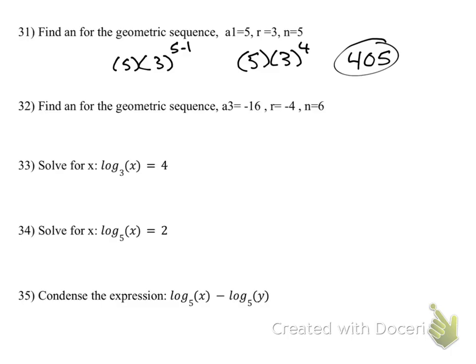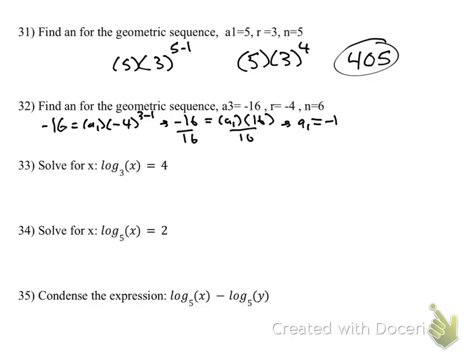32, we have to solve for A1 first. So A3 is -16 equals, trying to find the first term. Rate is -4. Since we're given the third term, we're going to do 3 minus 1 there. Gives us -16 equals A1 times -4 squared. -4 squared is 16. Divide by 16, and that first term is -1. So to find the sixth term in that sequence, we'll have -1 times the rate, -4 to the 6 minus 1 power, which gives us 1,024.